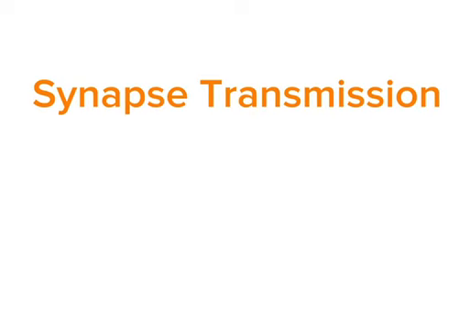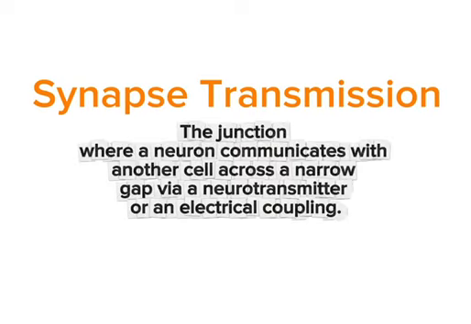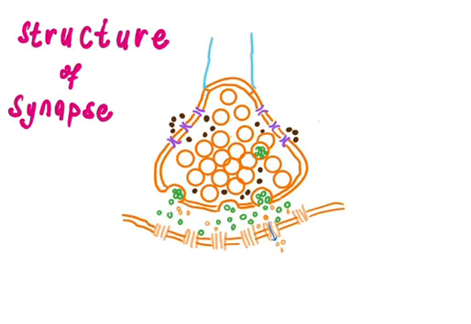What is a synapse? A synapse is the junction where a neuron communicates with another cell across a narrow gap via a neurotransmitter or an electrical coupling. This is the structure of a synapse.